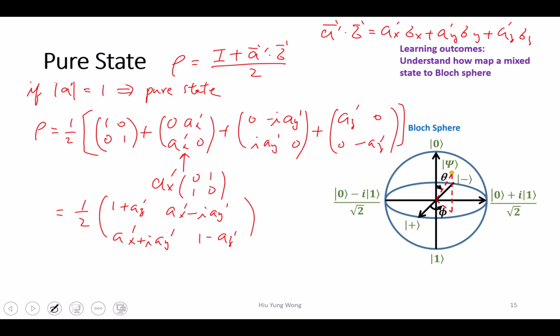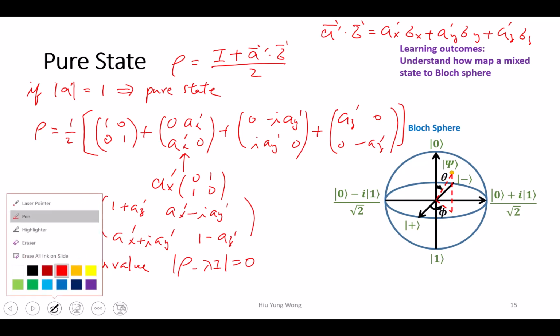One thing you can do is take the square and then find the trace to prove it. Another way is to find the eigenvalue. So we take this opportunity to review how to find the eigenvalue, which you probably know already, but you need it in the homework. Yeah, we use the determinant. When you find the eigenvalue, your goal is to make the determinant of rho minus lambda I equal to 0.